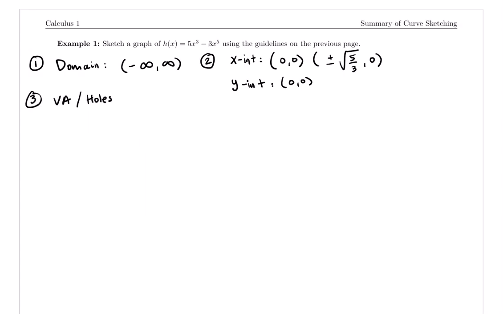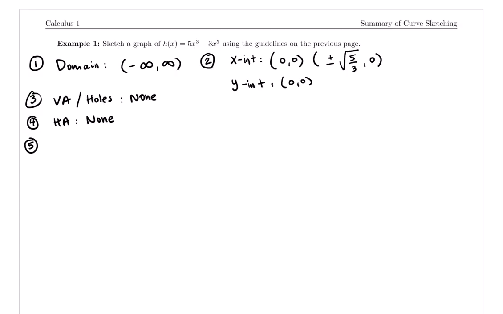Let's move on. So for step 3, we'd like to look for any vertical asymptotes or holes. Now, because our domain is all real numbers, there will be no vertical asymptotes or holes, and I know that this is a polynomial, so we're not going to have any of those. So I'll just identify that there are none. For step 4, we'd like to search for any horizontal asymptotes. And again, because this is a polynomial, we have none.